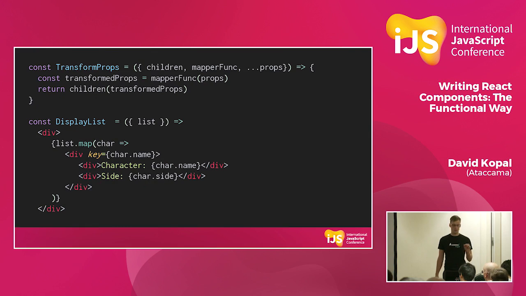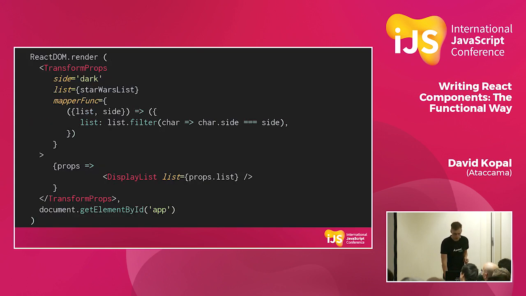So here we have a transform props component that was our former with transform props, and now it's not a higher order component, it's the only component. But here you can see that at the end it calls its child with the props, so it presumes that its children is a function. Then we have a display list, it's still the same.